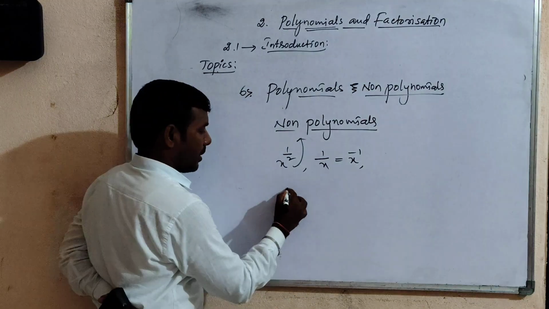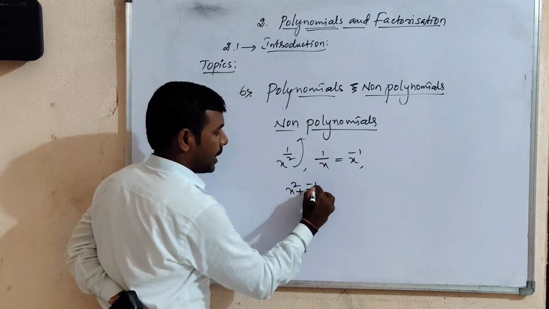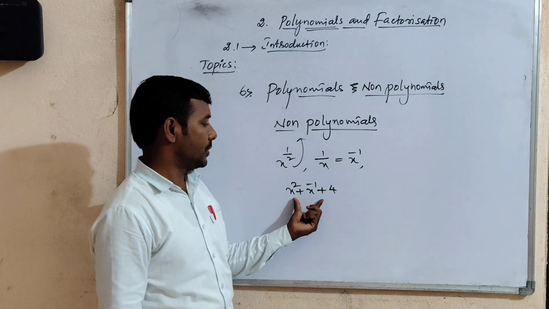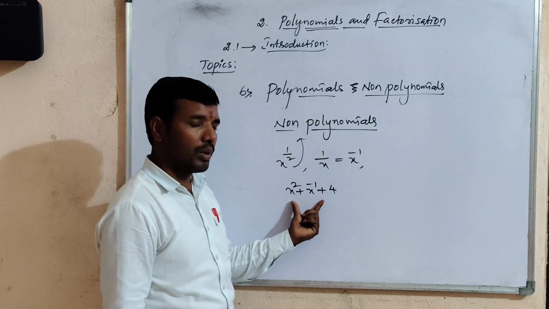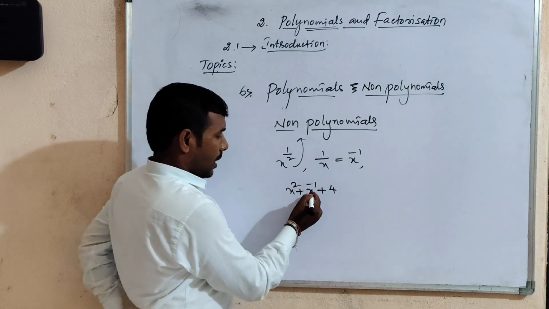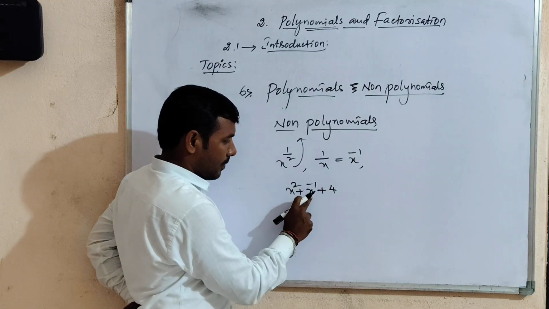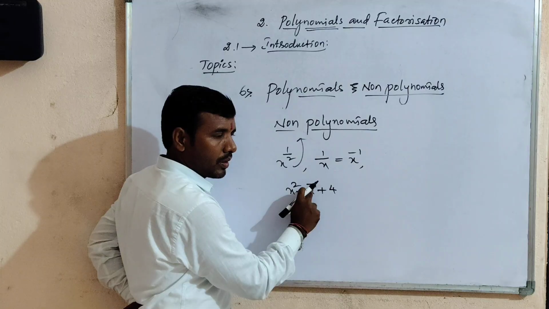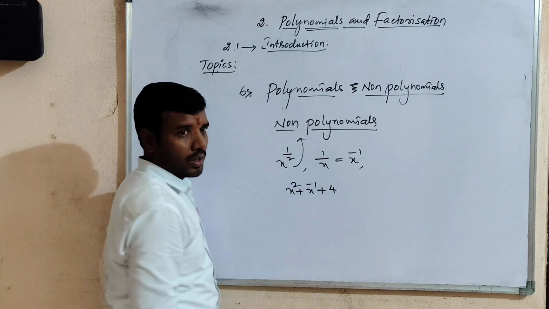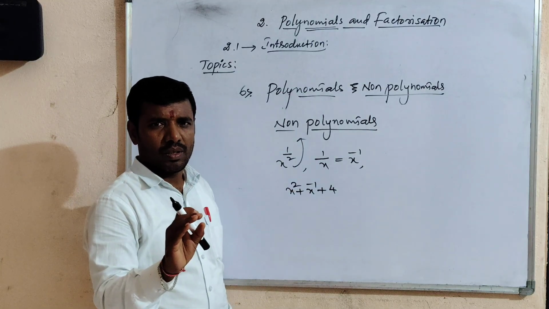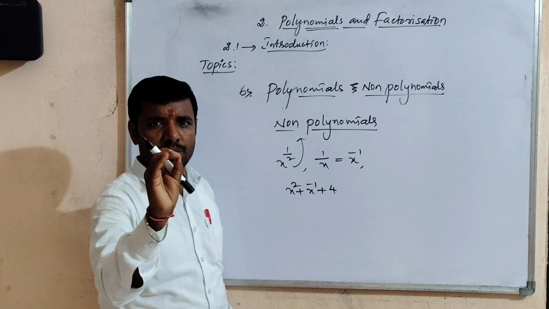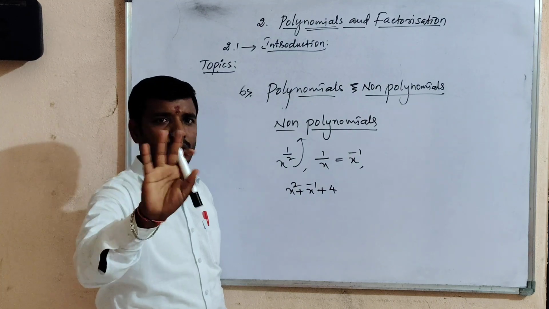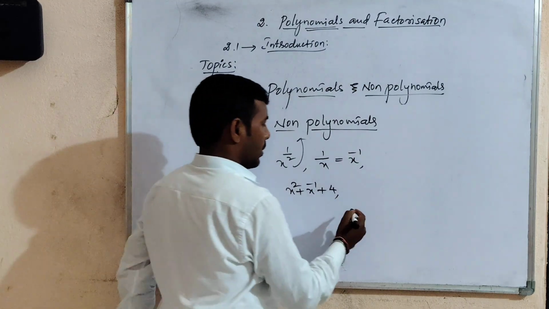I have many with me. x square plus x to the power of minus 1 plus 4. Is it a polynomial? No. It is the best example of a non-polynomial. Reason: here the exponent of this x is minus 1, and minus 1 is not a whole number. So that reason it is non-polynomial. Simple. If you want a polynomial, the exponents of the variable must be whole numbers. Then that is a polynomial. Otherwise, non-polynomial.